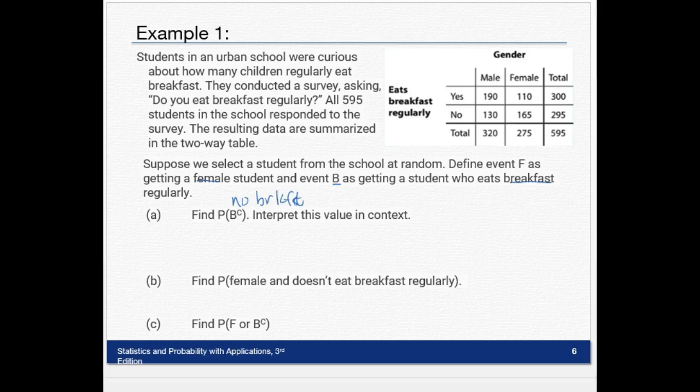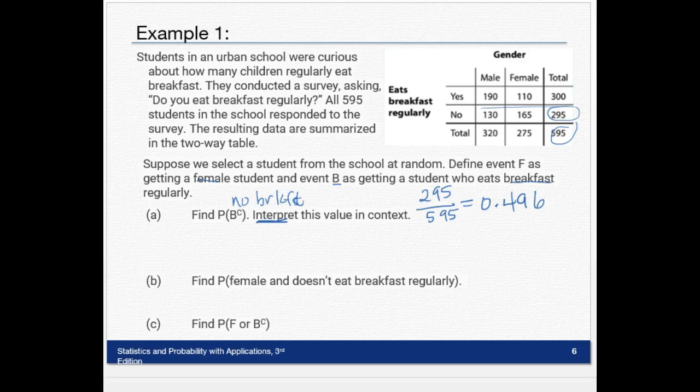Okay, no breakfast. So let's find this. So look at our totals here. How many of them didn't eat breakfast? So both males and females. So I come right here, 295. So that would be 295 out of 595, which gives me a decimal answer of 0.496. All right, so we found it.